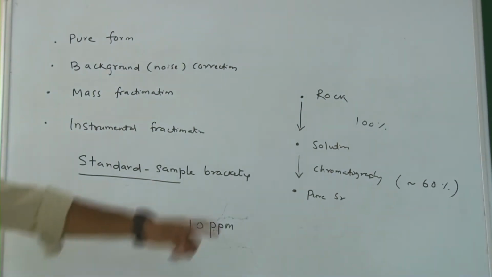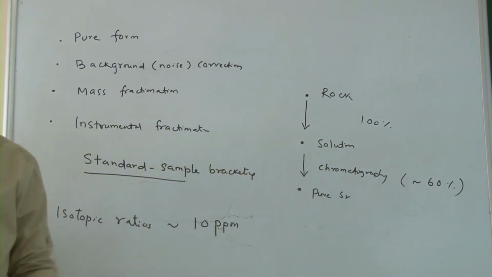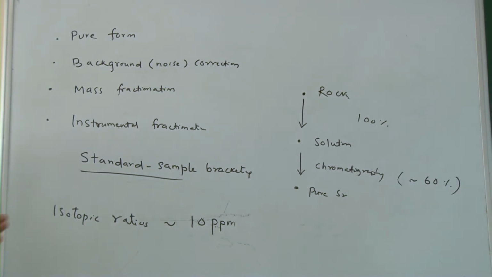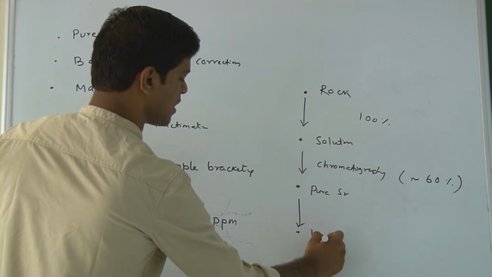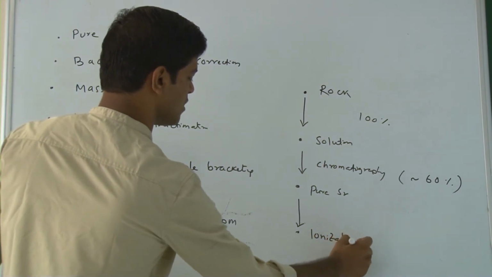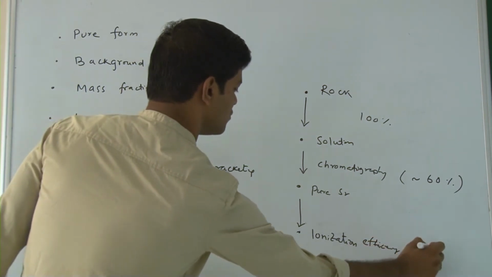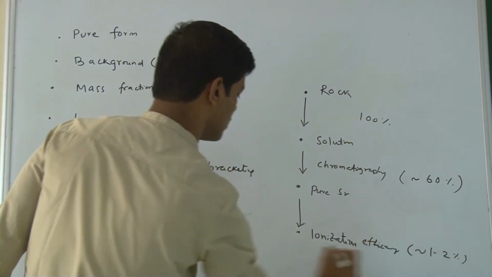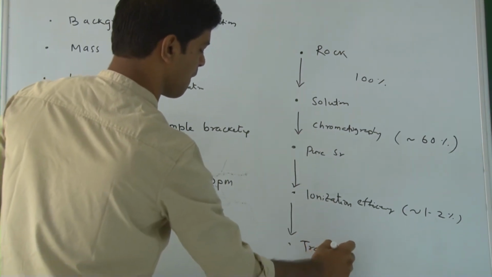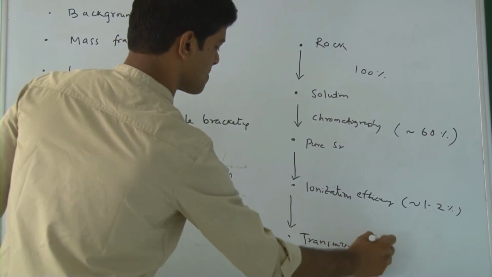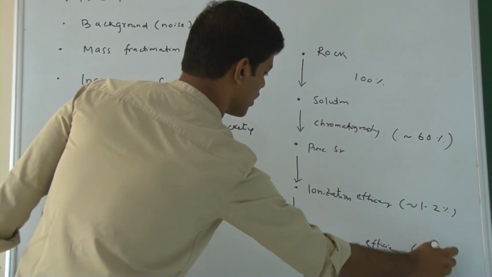So, when you are doing the chromatography, you ensure that it is fine to get less strontium, but you target to get the pure form of strontium. After pure strontium is put in the machine, you have something called ionization efficiency, right, we discussed in the last lecture, and that can be of the order of 1 to 2%. Then you have a transmission efficiency, and that is also 1 to 5%.